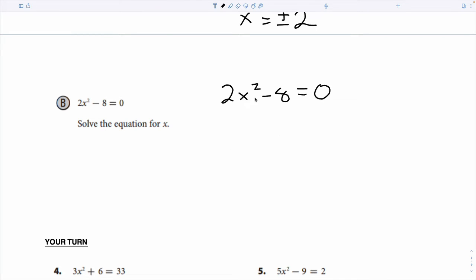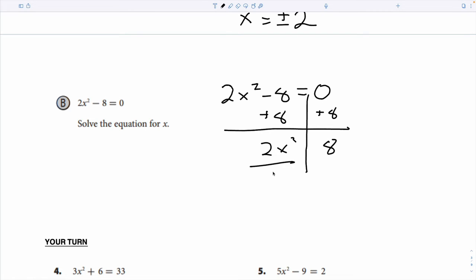I'm looking at this and I could factor something out right away, but I'm not going to. When I use this option, you can take the square root and not have to factor it. Let's add 8 to both sides. That leaves 2x squared equals a positive 8. Next step, I want to get x squared by itself, so I need to divide by 2. You get x squared equals 4 again. This one has the same answer.